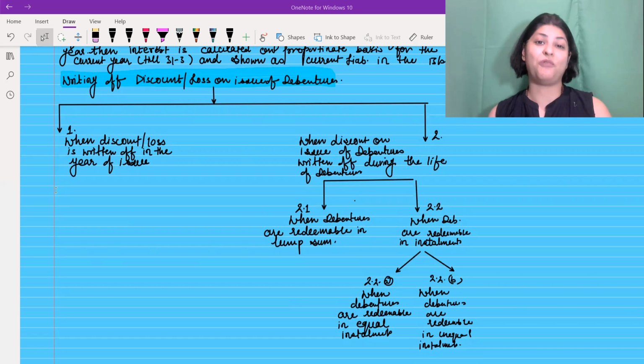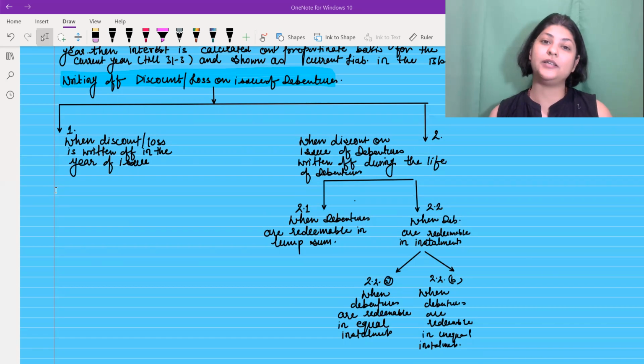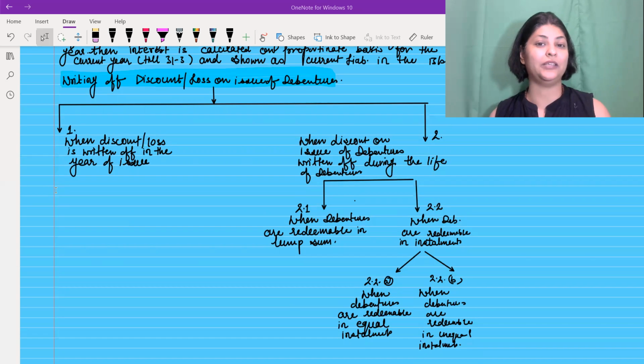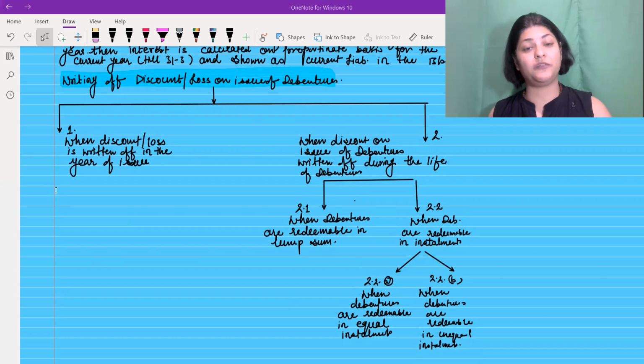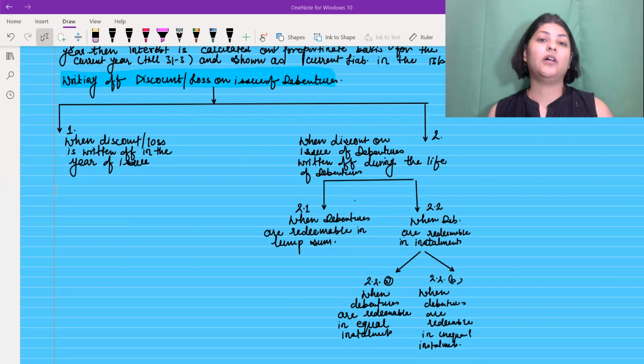Or this is also a possibility that redemption of the debenture is taking place in parts. Let's say the company is redeeming at the end of first year or second year 10,000 debentures, then 20,000 debentures, then 30,000 debentures, or there can be equal redemption of debentures every year. Let's say at the end of first year 10,000 debentures, then second year 10,000, third year 10,000, fourth year and fifth year. So these two cases can be made.